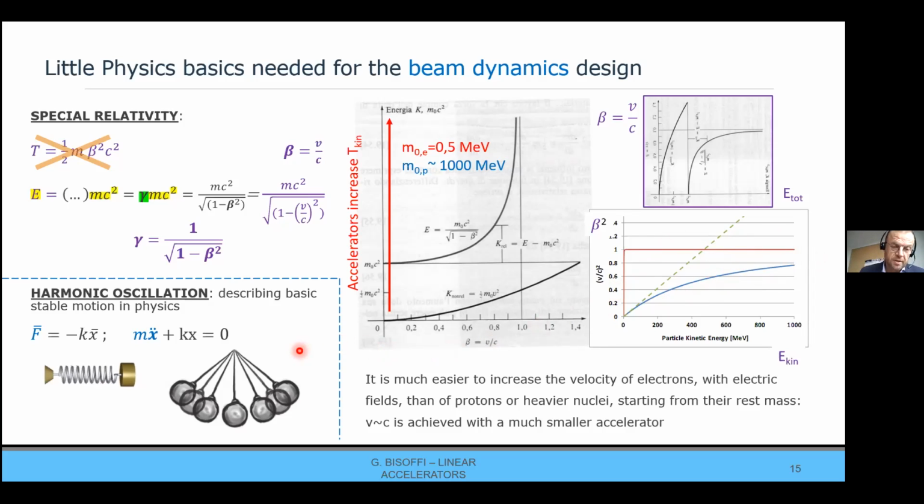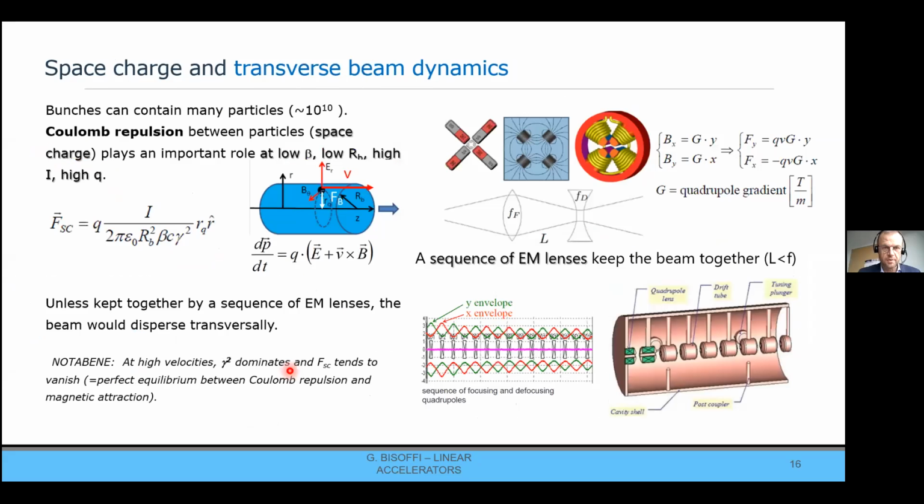Another very important concept is that of the harmonic oscillator, which describes in general basic stable motion in many phenomena of physics and also outside the physics domain. And this is given by the very simple formula of the spring, which translates by playing with the Newton formula F equal ma into this very simple equation of motion for the harmonic oscillator, which you will see again in the next couple of slides.